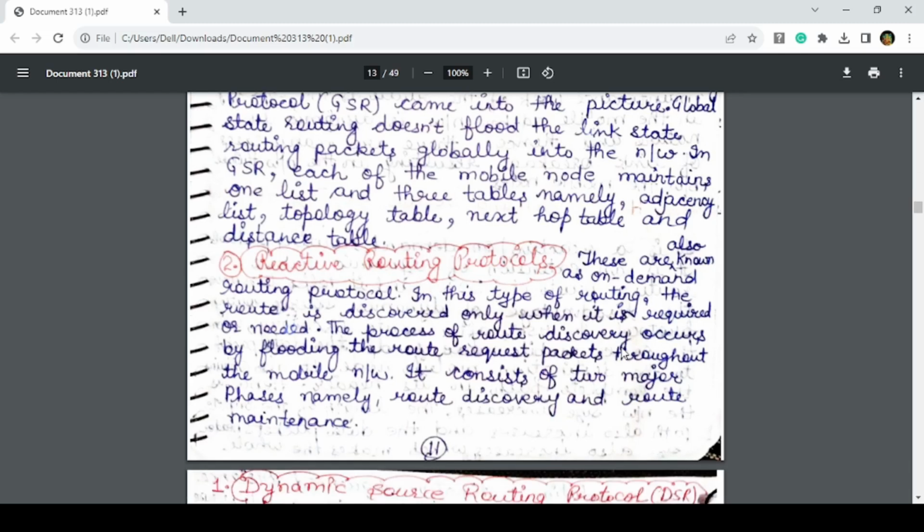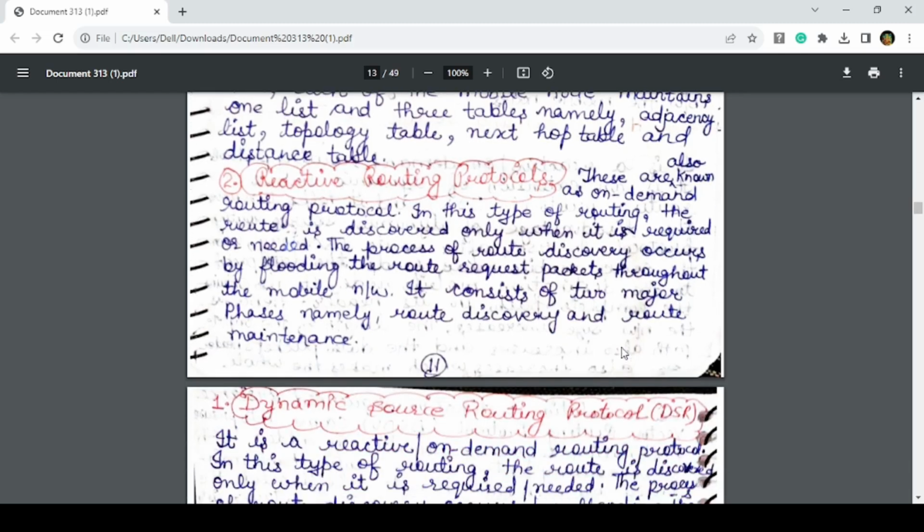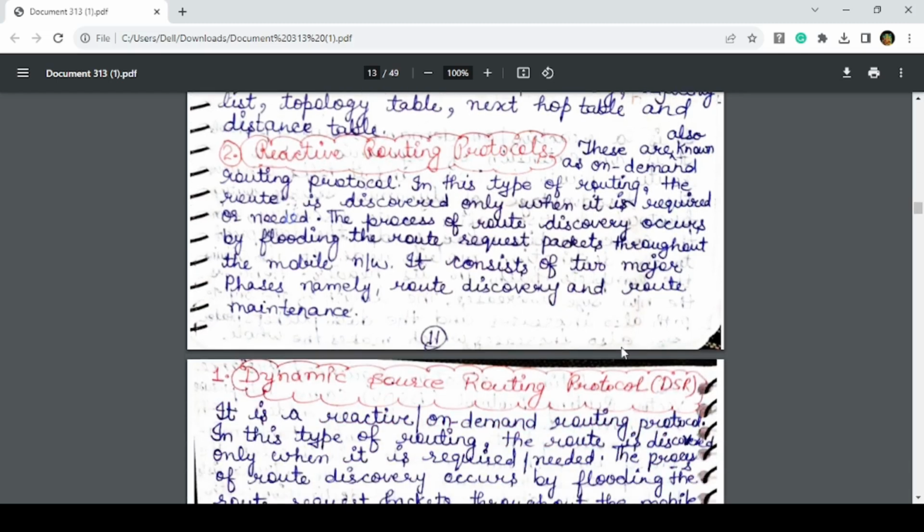Now, the second type is reactive routing protocols. These are also known as on-demand routing protocols. In this type of routing, a route is discovered only when it is required. The process of route discovery occurs by flooding the route request packets throughout the mobile network. It includes two major phases: number one, route discovery; second, route maintenance.